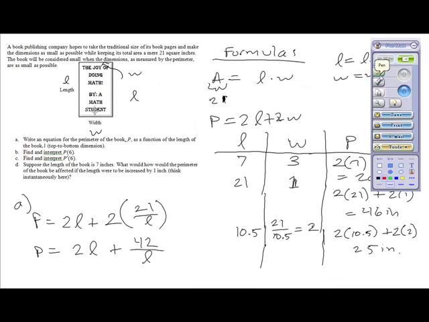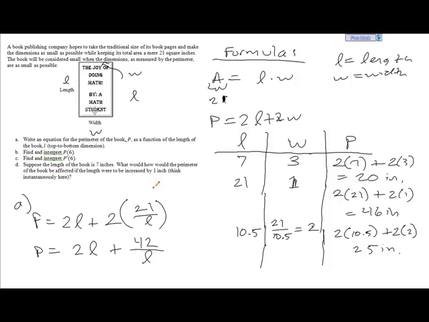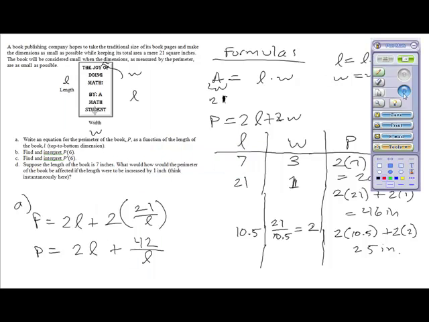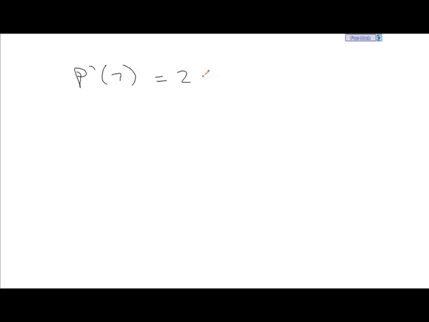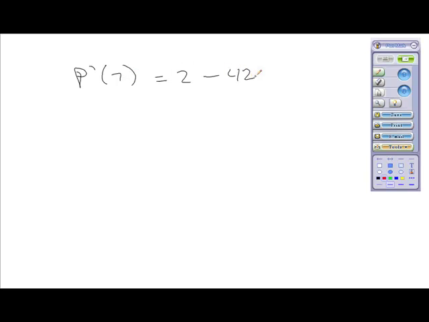In part D, we're asked, suppose the length of the book is 7 inches. How would the perimeter of the book be affected if the length were to be increased by 1 inch? Think instantaneously here. So really part D is asking the same thing as part C, except it's asking it in words, and it's saying, well, what's the instantaneous rate of change in the perimeter when the book is 7 inches in length? So now we just need to find P prime of 7, and P prime of 7 is going to be 2 minus 42 times 7 to the negative 2.